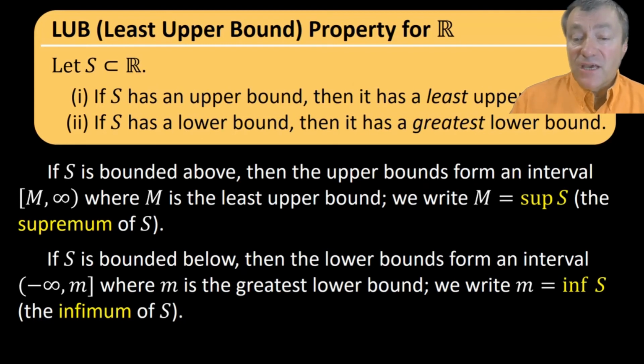But for an infinite set S, the concept of suprema and infima is really more subtle than maxima and minima because the supremum and infimum can exist even when the maximum and minimum don't. So read these statements carefully, make sure you understand them. If a set S is bounded above, it has a least upper bound M, which is the supremum. In the case of upper bounds, they form an interval from capital M to infinity as shown here, and a similar statement holds for the infimum.